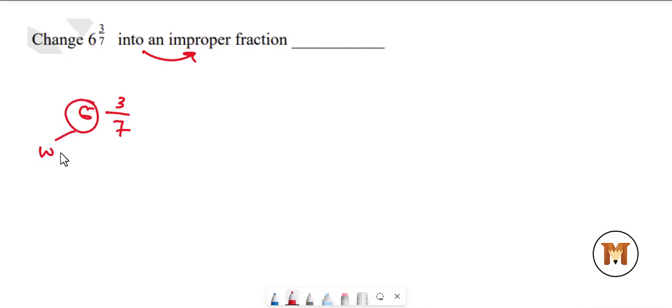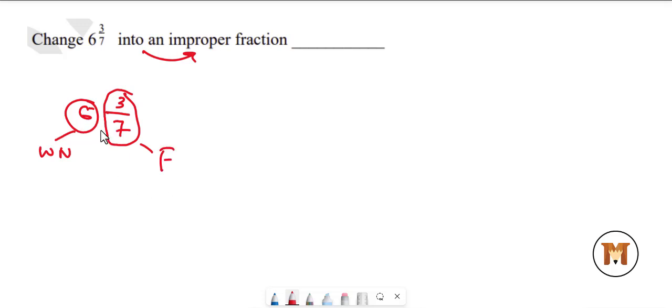Okay, so now let's move to this question. Change this mixed fraction to an improper fraction. Let's see how you can do this. When it comes to these particular questions, we have 6 as a whole number, and then we have 3 over 7 as the fractional part. So this is the whole number and this is the fractional part.